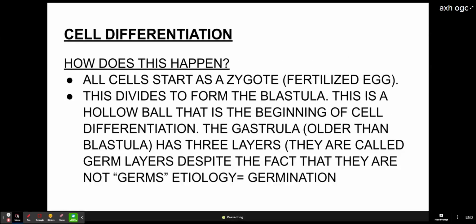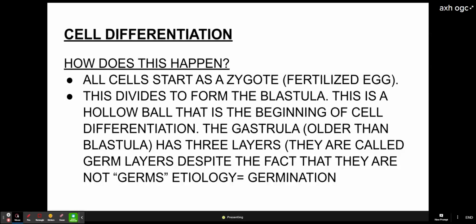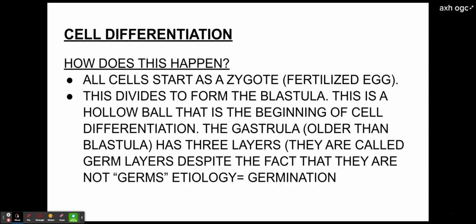So how does it happen? Remember, you start off as a zygote, which is a fertilized egg. This starts to divide via mitosis to form a blastula. So this is a hollow ball after 5 rounds of mitosis. That hollow ball has 3 different layers that I'll talk about in a second. And then the gastrula becomes more convoluted from the blastula.